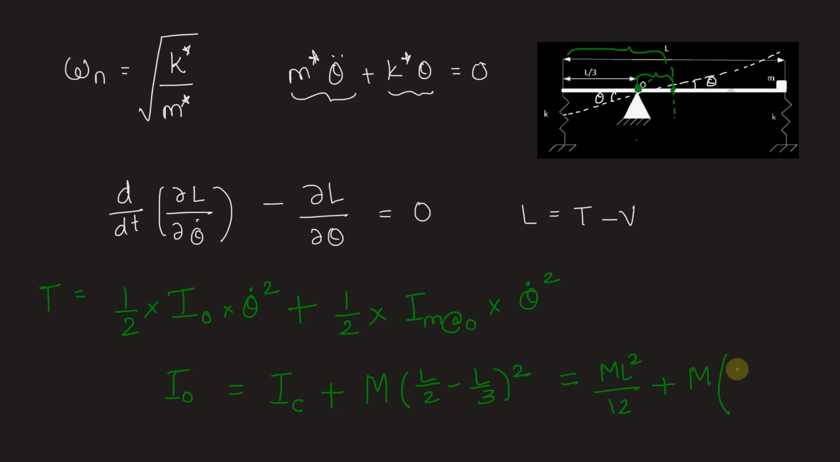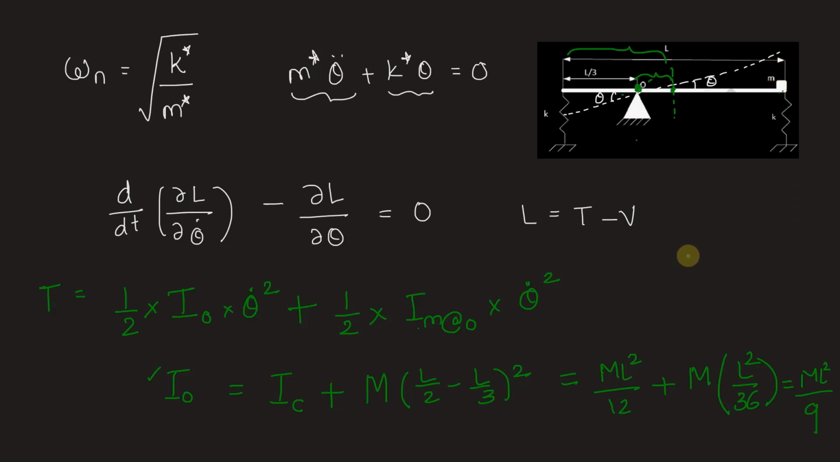L by 6 whole square is L square by 36. After adding this, we get ml square by 9, because this becomes 3 plus 1, 4 by 36, which is 1 by 9, ml square by 9. We have the value of IO. Now we need to find out I of mass m about point O.